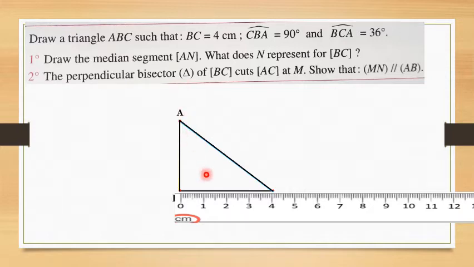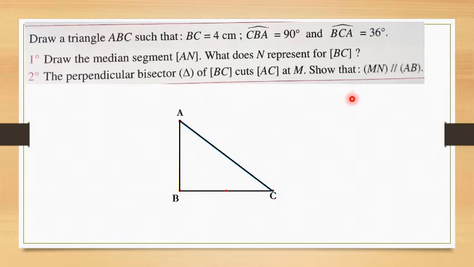First, I have to locate the midpoint of the opposite side, which is BC. Since BC is 4 cm, half of 4 is 2. So here at 2, I can plot point N. This is point N. So we draw the median segment AN.